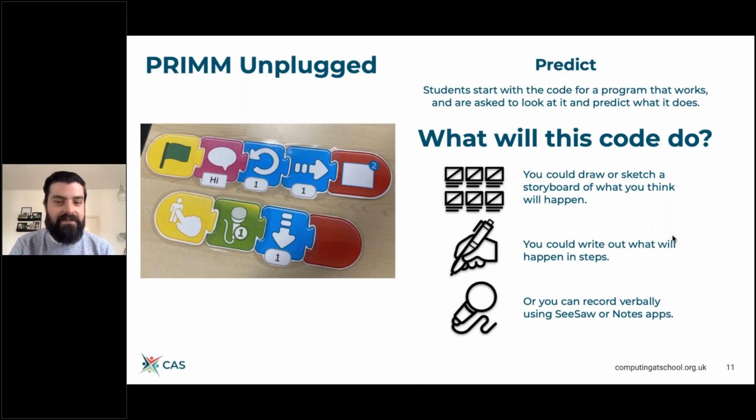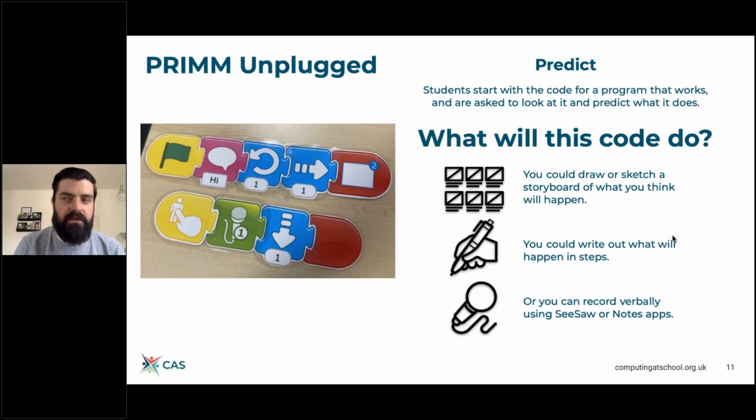Or if you've got something like Seesaw, or recording in the Book Creator or Chatterpix, the kids can just verbally record what they think is going to happen if you want a little bit more independence. So that's the prediction stage.